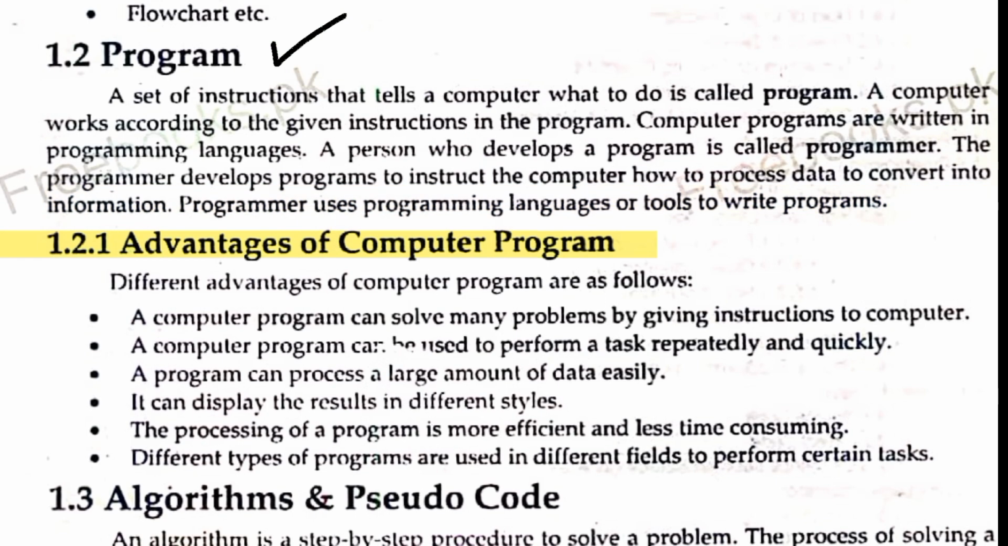1.2.1 Advantages of computer program. Different advantages of computer program are as follows. A computer program can solve many problems by giving instructions to computer. A computer program is used to perform a task repeatedly and quickly. A program can process a large amount of data easily.